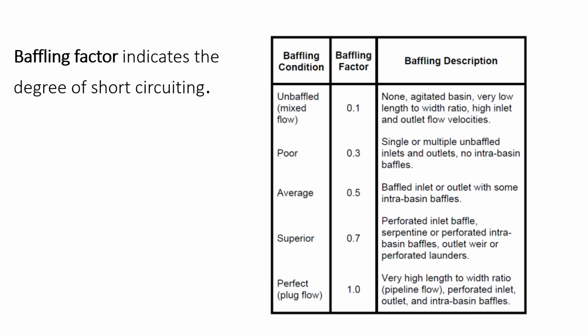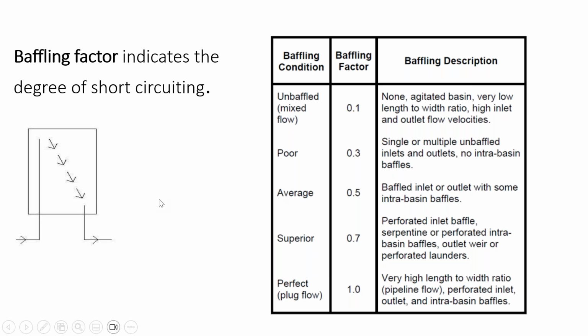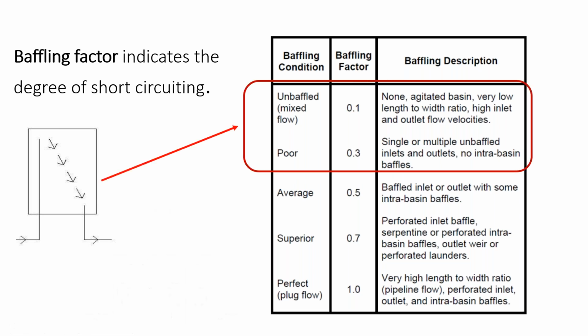So there's a range of baffling factors from basically 0.1 to 1. And so you might have a tank that doesn't have very good baffling, where you see the incoming flow has a way to make a straight shot to the outgoing flow. So that would be a definition of short circuiting instead of occupying every possible space. And this example of a tank might be something that's considered unbaffled to poor baffling. It would have a baffling factor between 0.1 and 0.3. In other words, you're only getting between 10% and 30% use of that volume.